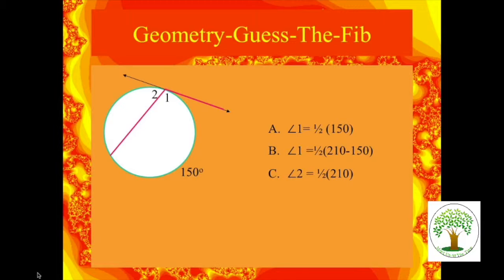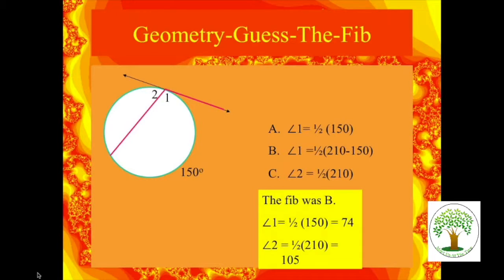How many think it's A? How many think it's B? How many think it's C? All right, so you guys think B is the fib? Yeah. B is the fib. Angle B, when you have a tangent and a secant, we subtract nothing. We just do, angle 1 is half of this. How did they get the 210 though? Because they subtracted 150 from 360.